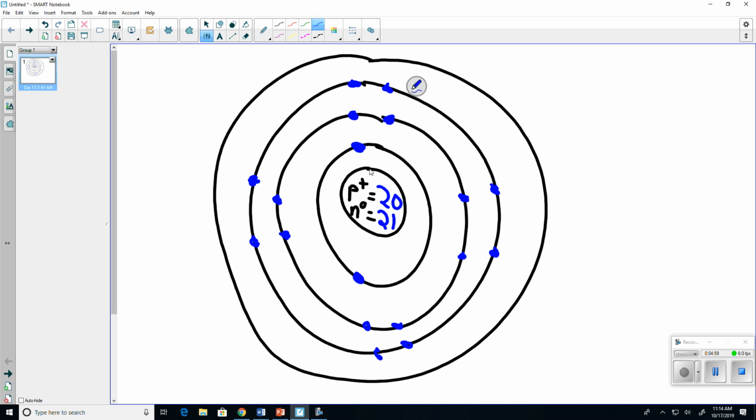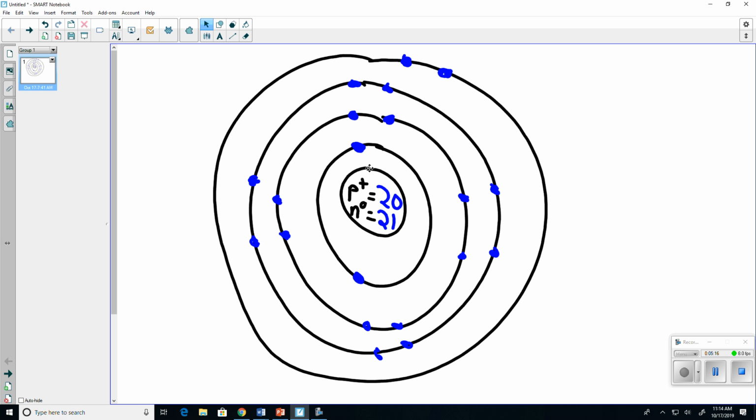Now, calcium is in the fourth row. That's why I have 4 shells to begin with. But it's not all the way at the end. It's the second element in there, correct? So I should only have 2 dots on my last one.